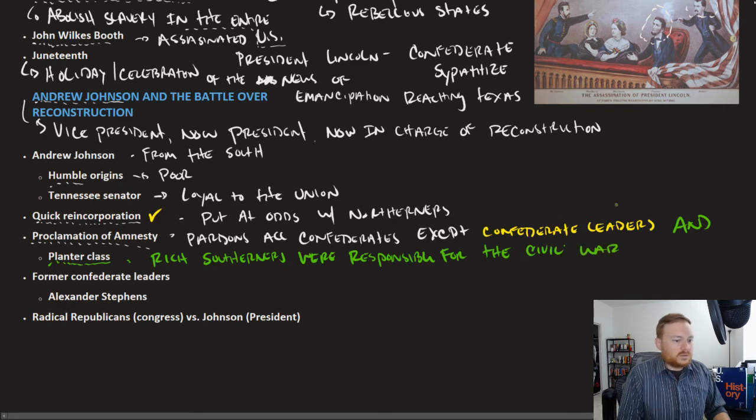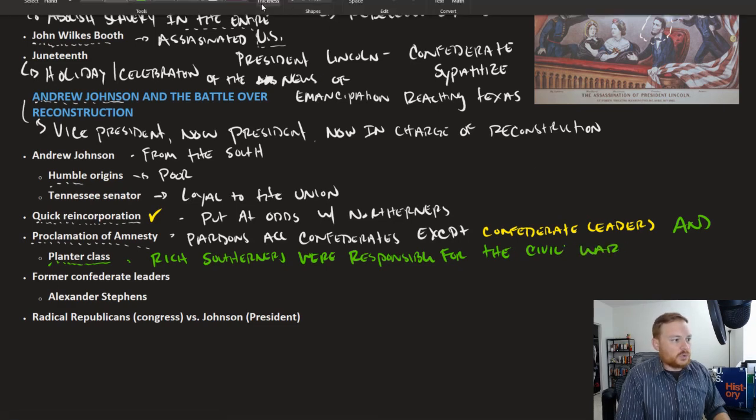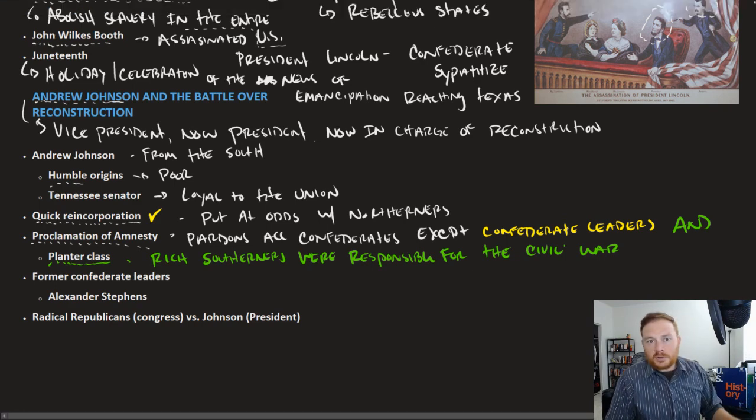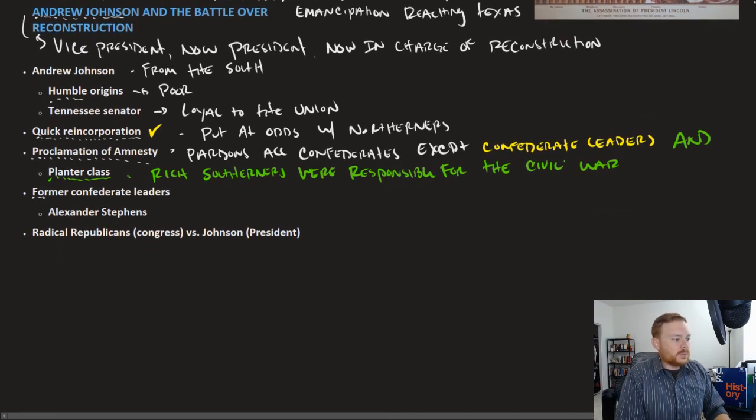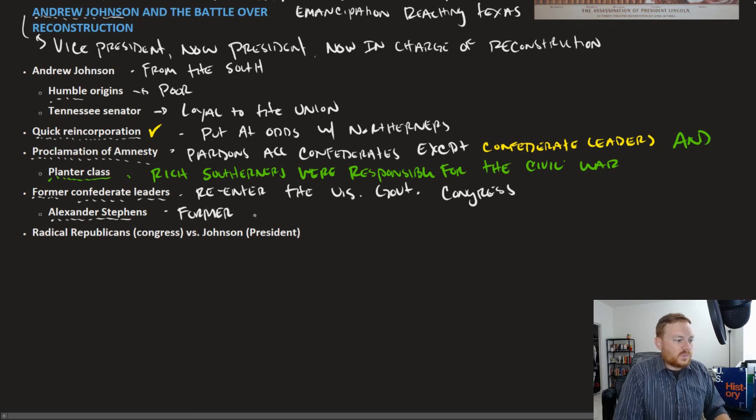And, really, in Johnson's eyes anyways, it was the poor Southerners that more or less paid the price with their lives. However, what this allowed for was for former Confederate leaders to re-enter the U.S. government, including Congress. One of them being Alexander Stephens. He was the former vice president of the Confederacy.